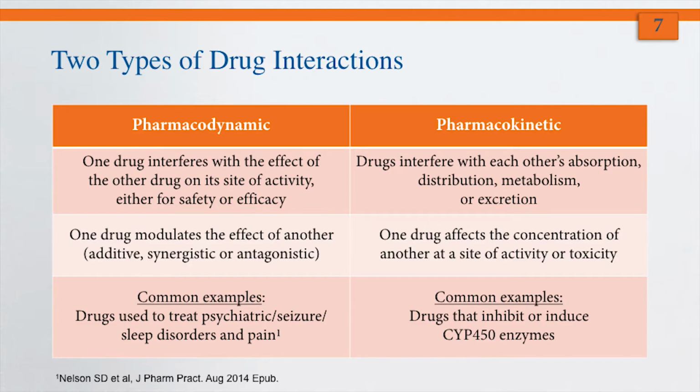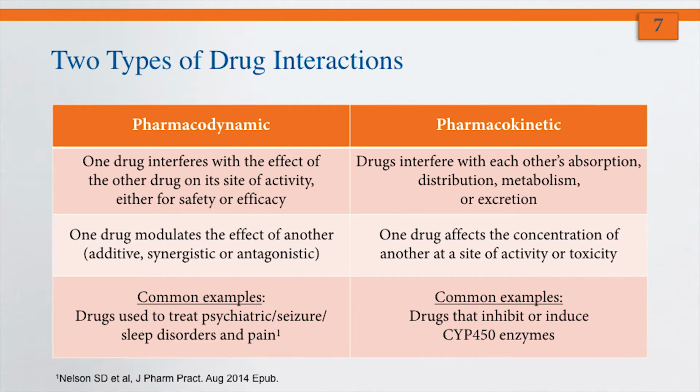So there are two primary types of drug interactions. Those we call pharmacodynamic, and those are when two drugs interfere with each other's site of activity, whether it be a site of safety or toxicity, or the site of activity or efficacy. Pharmacokinetic, on the other hand, is when two drugs interfere with the way they're metabolized or eliminated from the body. That is, they impact the exposure of the drug in plasma.